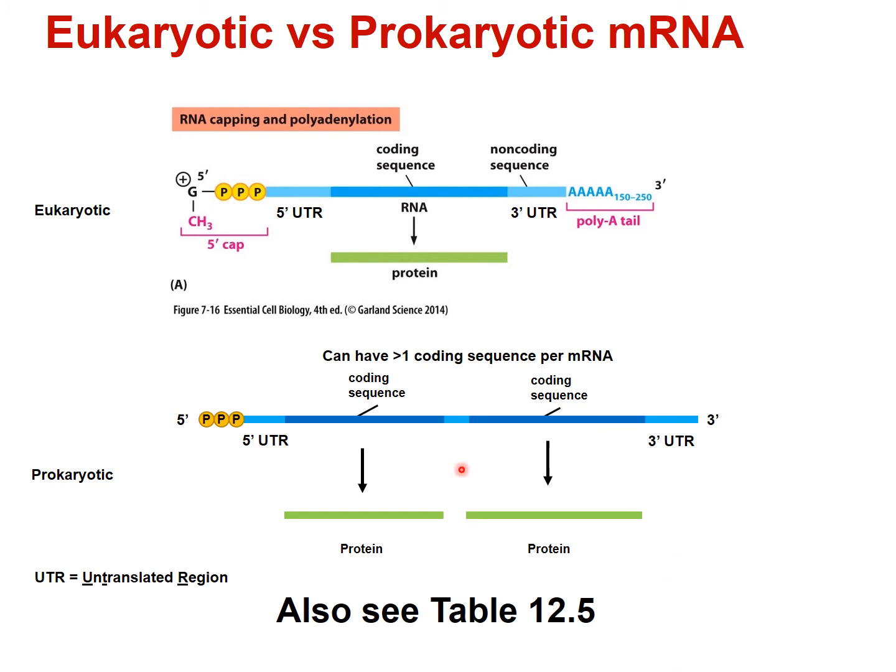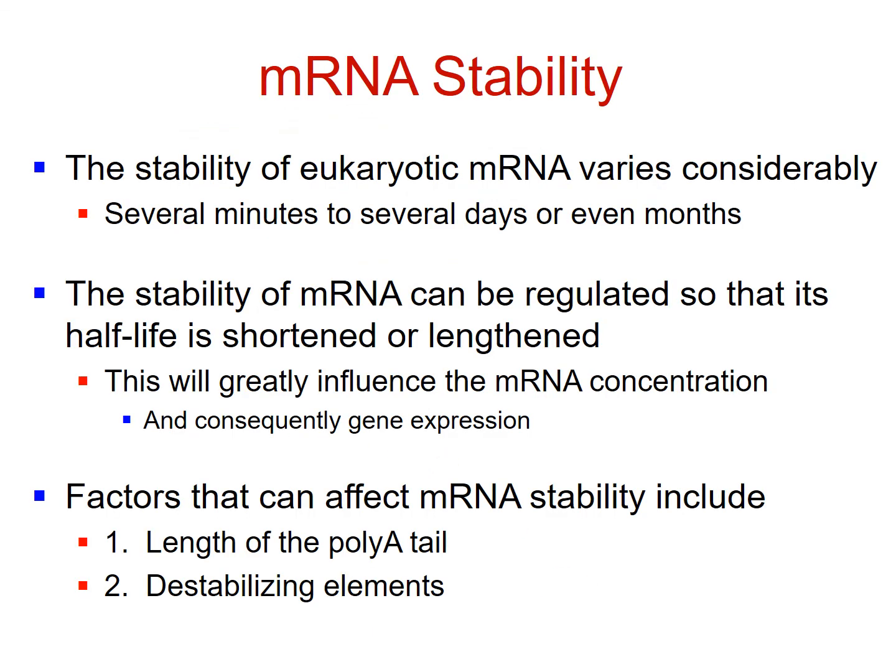Okay, so if you look at table 12.5, there's also a lot of information sort of summarizing this. So the last part I want to talk about in this is mRNA stability. So the stability of eukaryotic messenger RNAs varies considerably. It can be as short as several minutes to several days or even months.